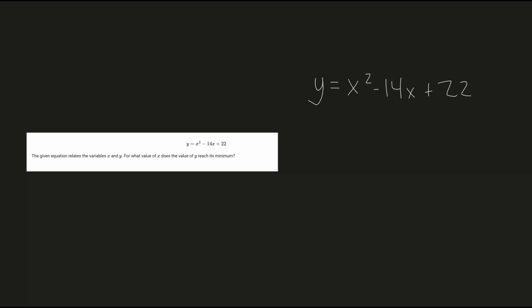So this problem says the given equation relates the variables x and y. For what value of x does the value of y reach a minimum? So here, first off, this is a quadratic equation, right? And it wants us to find the value of x when y reaches its minimum.